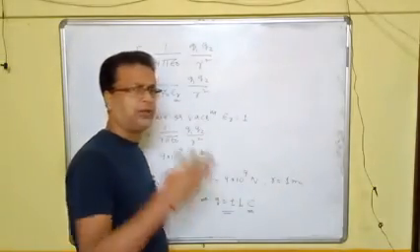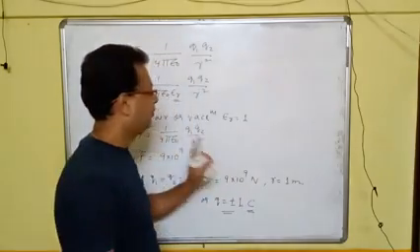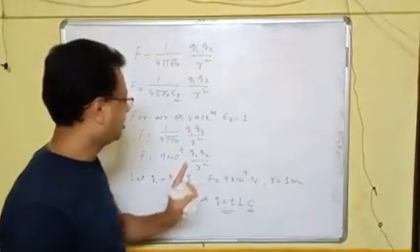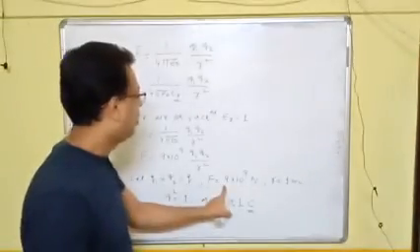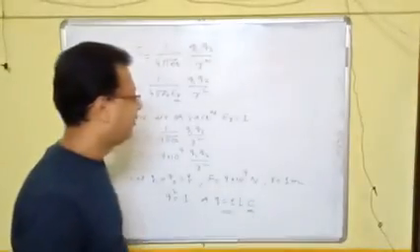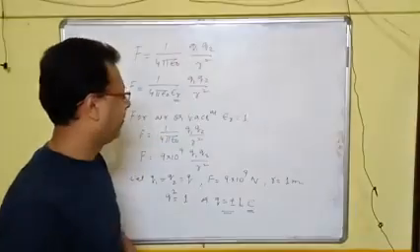So the last definition: 1 coulomb of charge is that charge which experiences a force of repulsion of 9 into 10 to the power of 9 Newton when those charges are placed at a distance of 1 meter from each other. That's the unit of charge.